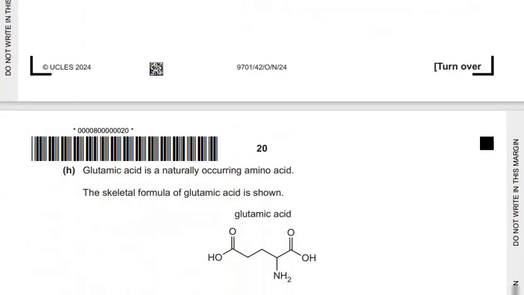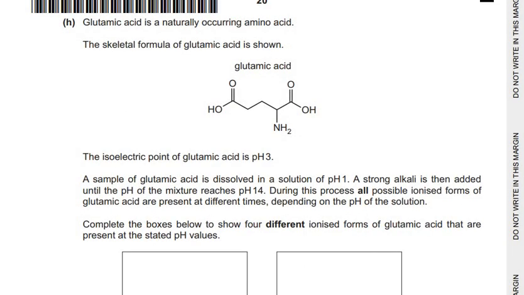Okay, let's go ahead and see what is the next question. Glutamic acid is a naturally occurring amino acid. Again, the skeletal formula of glutamic acid is shown. The isoelectric point of glutamic acid is pH 3.